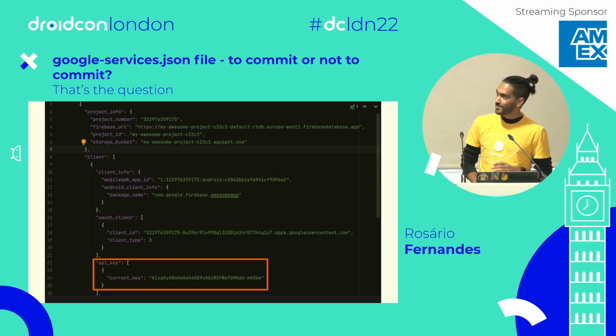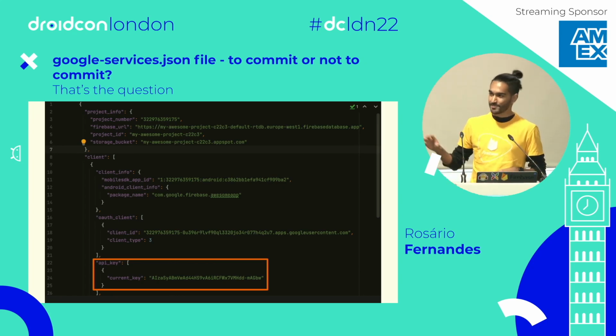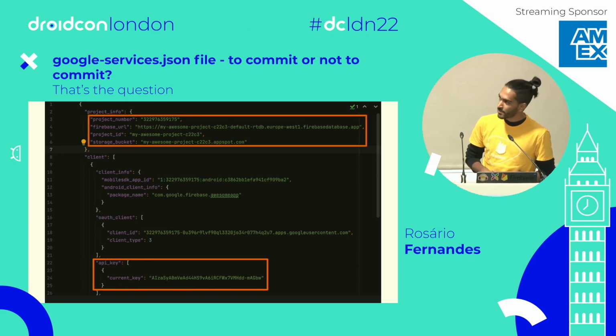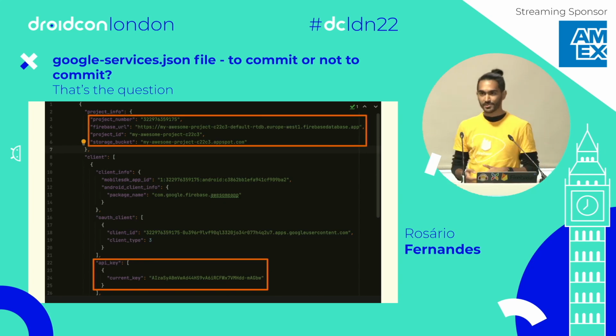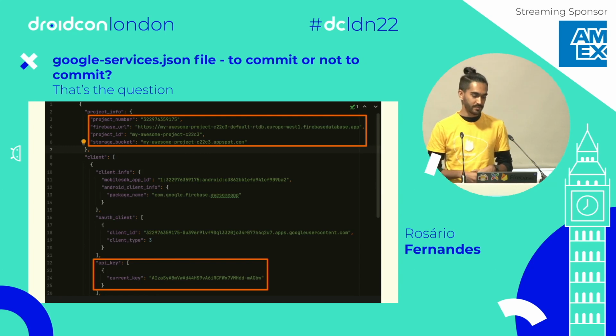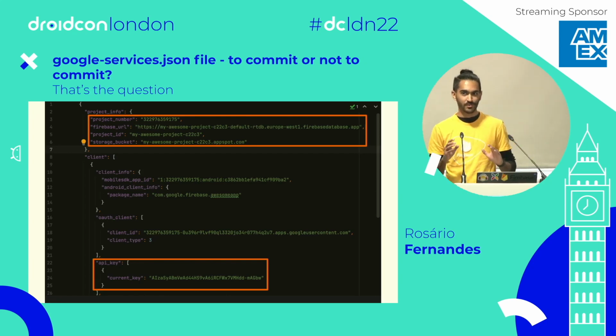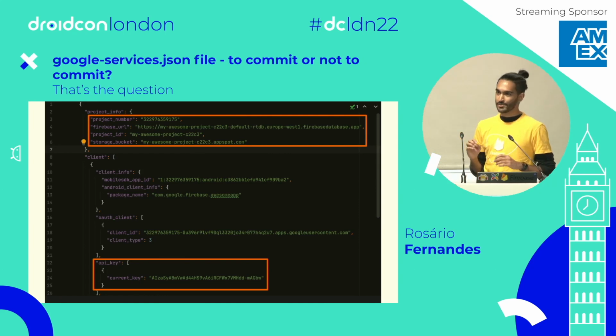There are also some other values that maybe you didn't pay attention to because you're looking at the API key. There are some other parameters in there like storage bucket and database URL. You might not realize it right now because they seem like just URLs, but trust me, these URLs can be used by anyone to access your database or your storage bucket. So I'll show you how to prevent that.